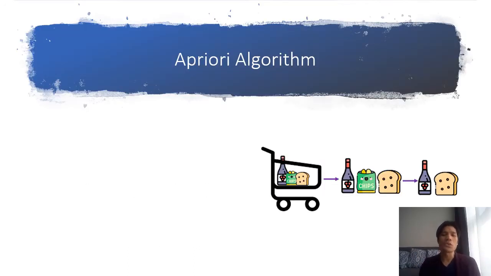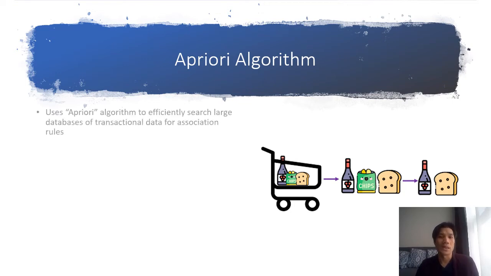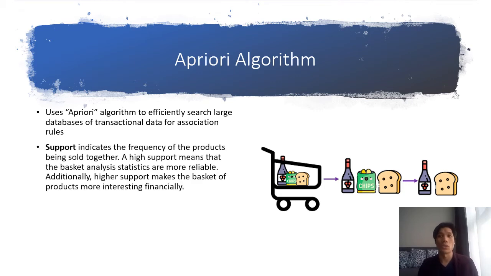Okay, so let me go to the apriori algorithm, and why the apriori algorithm is so important when it comes to market basket analysis. Market basket analysis uses the apriori algorithm to efficiently search large databases of transactional data for association rules. You have a lot of data and a lot of transactions, and you want to find out what is the strongest association of each of these items that go together. And in marketing, this is important because it gives us a way to do cross-selling and also upselling.